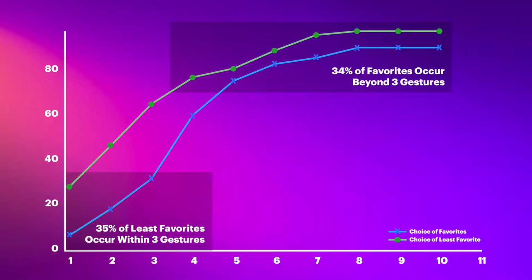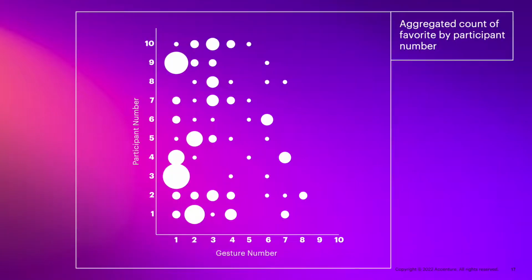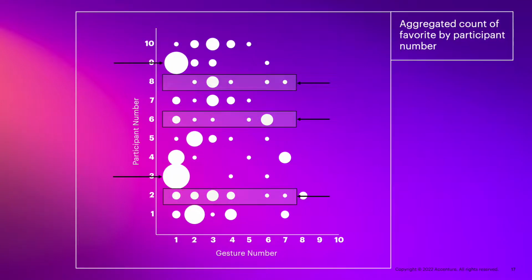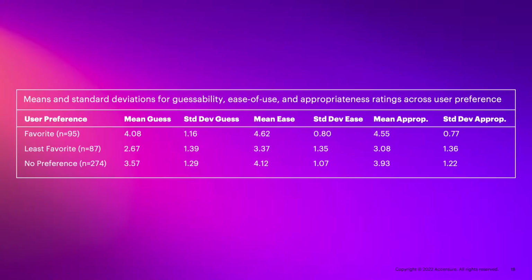Additionally, 34% of gestures occurred beyond the first three, and there was significant variability across users, with some users having a strong preference for their first gesture, while others preferred gestures equally likely to fall towards the beginning or end of gestures they produced. The second result that supports the impact made by unlimited production on user preference is that favorite gestures had significantly higher appropriateness to the action, guessability, and ease of performance scores compared to other gestures. These results confirm those found in our original study and reinforce the value of unlimited production.